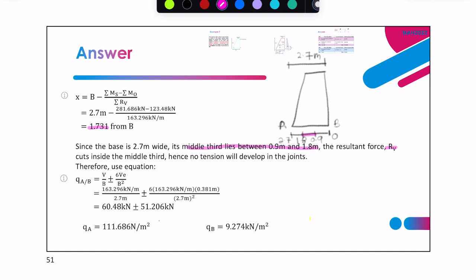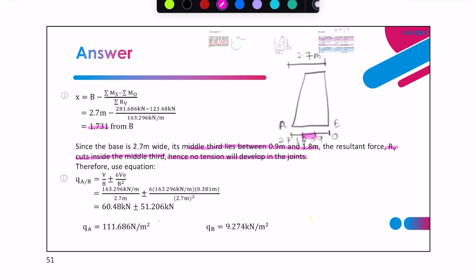The resultant force RV cuts inside the middle third. Hence, no tension will develop in the joint. So, kalau the cuts inside middle third, it means that there will be no tension in the joints. Kalau dia cuts outside ataupun dia di luar daripada middle third, meaning there will be tension in the joint.